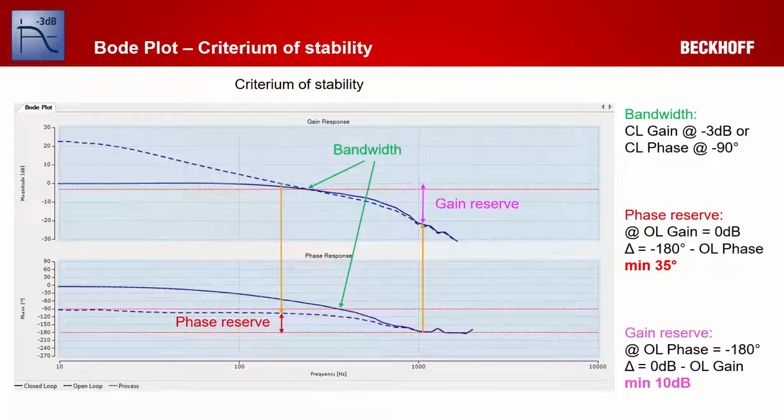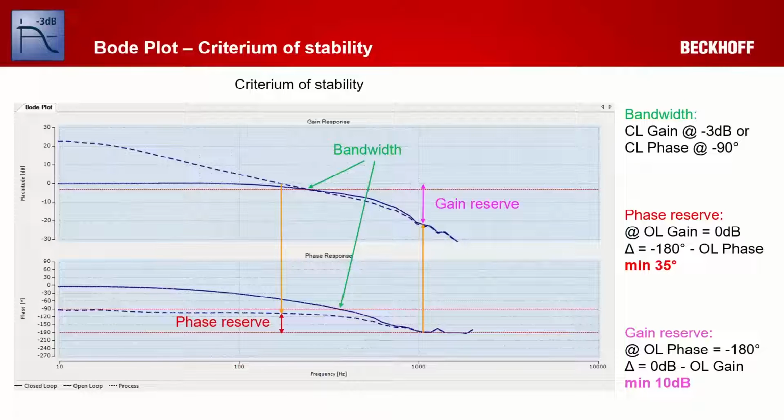The first one is starting in the open loop gain. So the dashed line is reaching 0 dB. That's the orange arrow. We are going down into the phase response. Again, the open loop phase, and we're checking the distance to minus 180 degrees. That is called phase reserve. And this should be minimum 35 degrees, better a bit more. So this is the first criterion of stability.